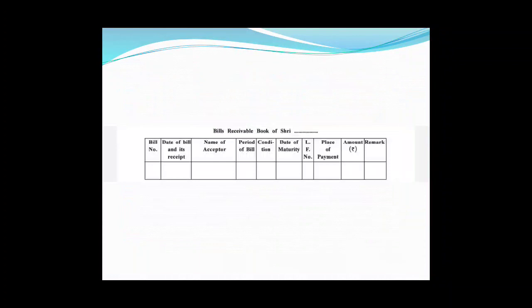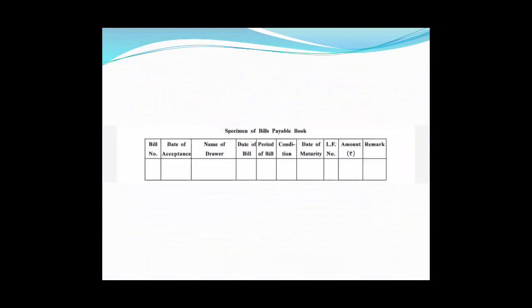The same way for bills payable: bill number, date of acceptance, here we are accepting, no, so when we have accepted, name of drawer for whom we have accepted, date of bill, period of bill, then condition, if any, date of maturity as usual, LF number, amount, and remark.